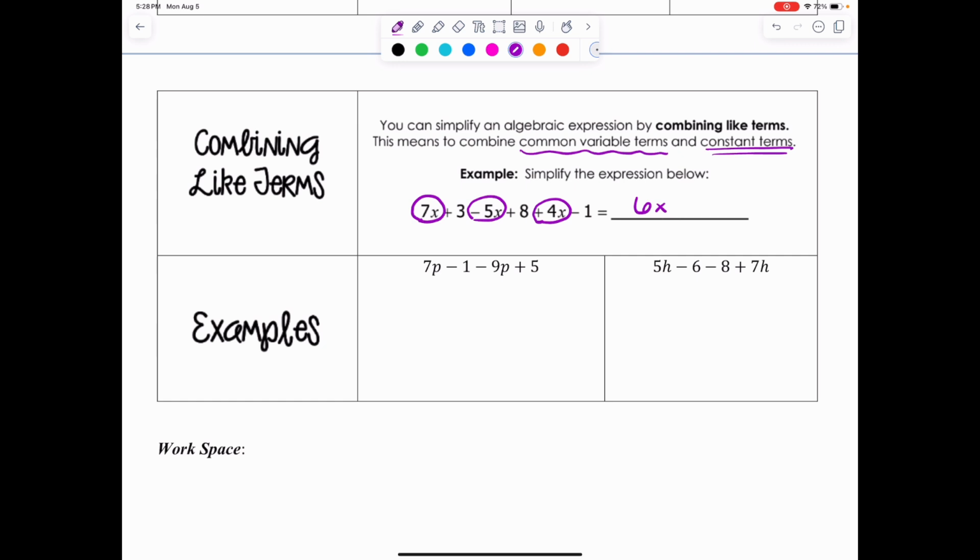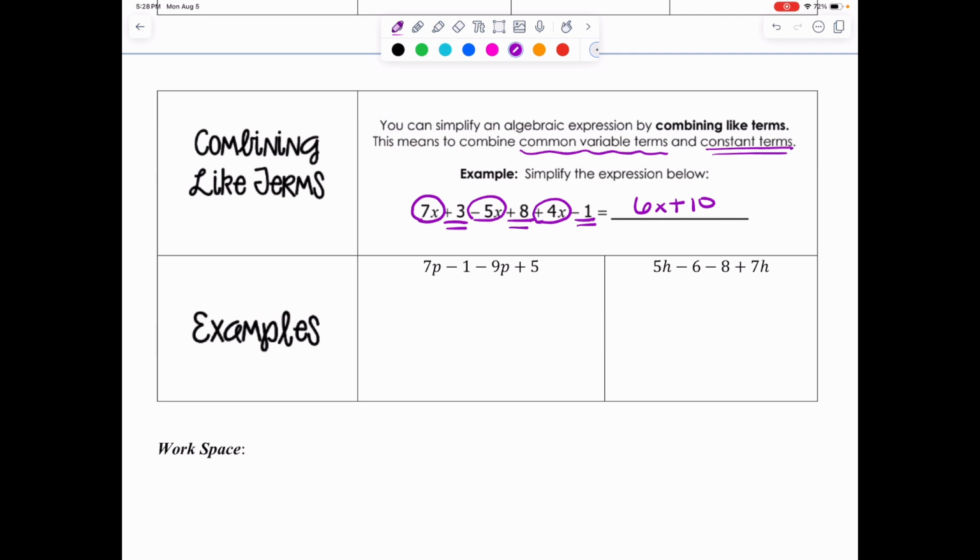Then I see a positive 3 that hasn't been coded. So I'm going to underline that. And I see I have another number here I can underline and another number here I can underline. Numbers count as like terms. They're all just constants, all plain numbers. So we can combine them. 3 plus 8 would be 11. Take away one more would be 10. So the final simplified answer to that long expression is 6x plus 10.